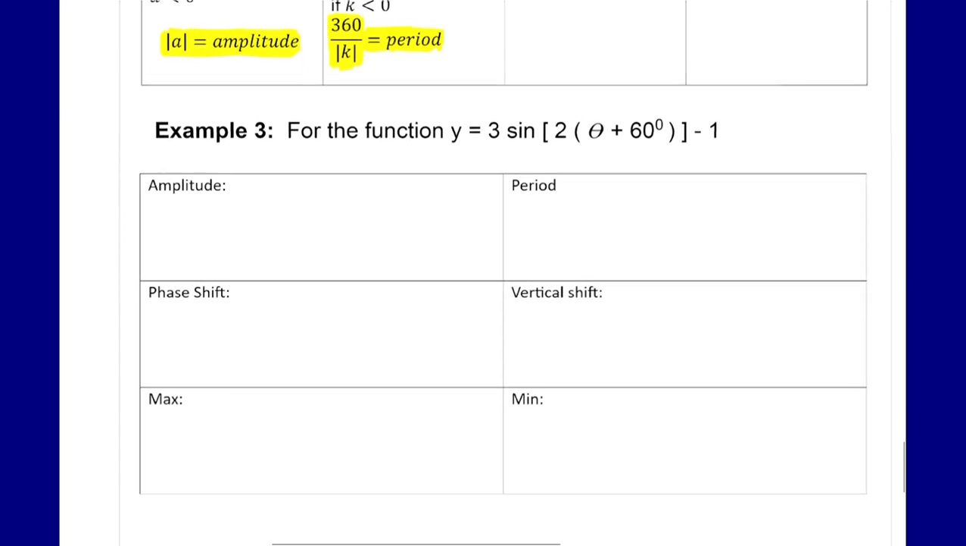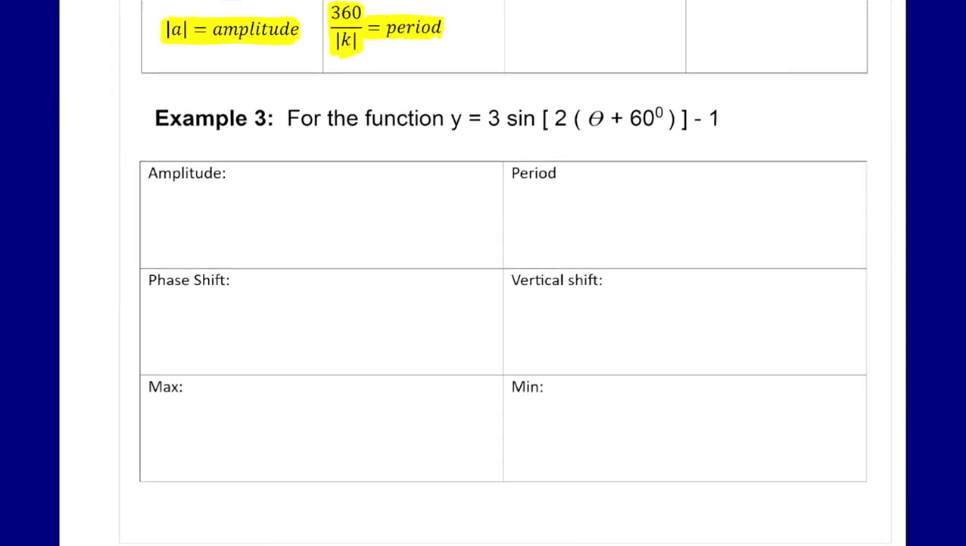So for our function, the function y equals 3 sine in brackets 2 times theta plus 60 in brackets minus 1, I want to figure out what the amplitude is, the period, the phase shift, the vertical shift, and my max and min. So I'm going to go through and just kind of label all of the values. So we have an A value, a K, a D, and our C.